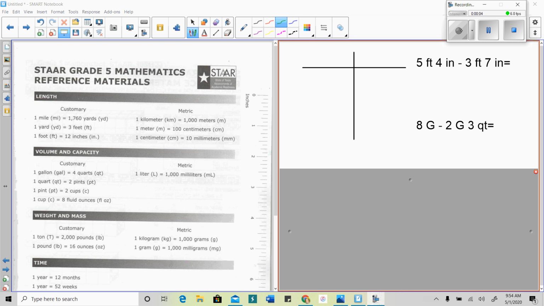Okay, today we're going to practice solving some addition and subtraction problems containing two different units. And the method that we're going to be using for this is a T-chart. So the T-chart is going to organize the problem into the two different units.